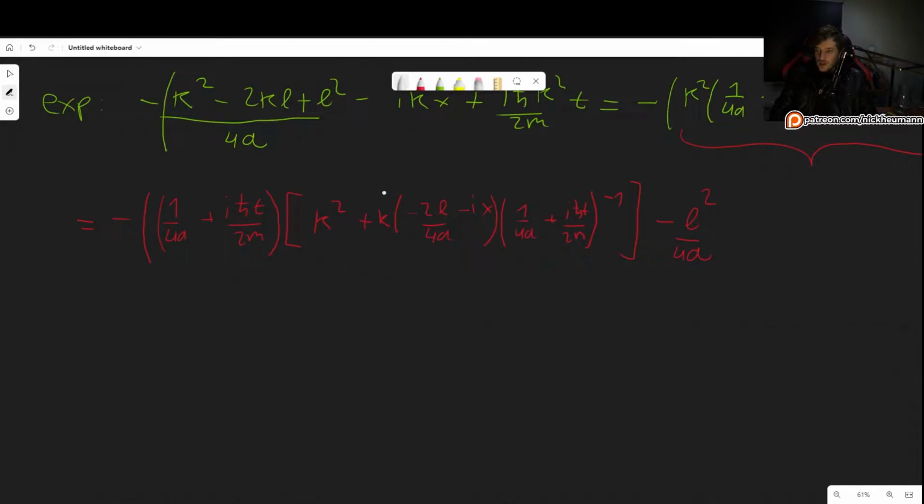So what we want to get to is something that is k, I guess we can factor out this minus sign now. So minus, and this is now plus. So we get k minus 2l plus ix, and divided by 4a times this other thing, 1 over 4a plus i h bar t divided by 2m. And this is to the minus 1, of course.